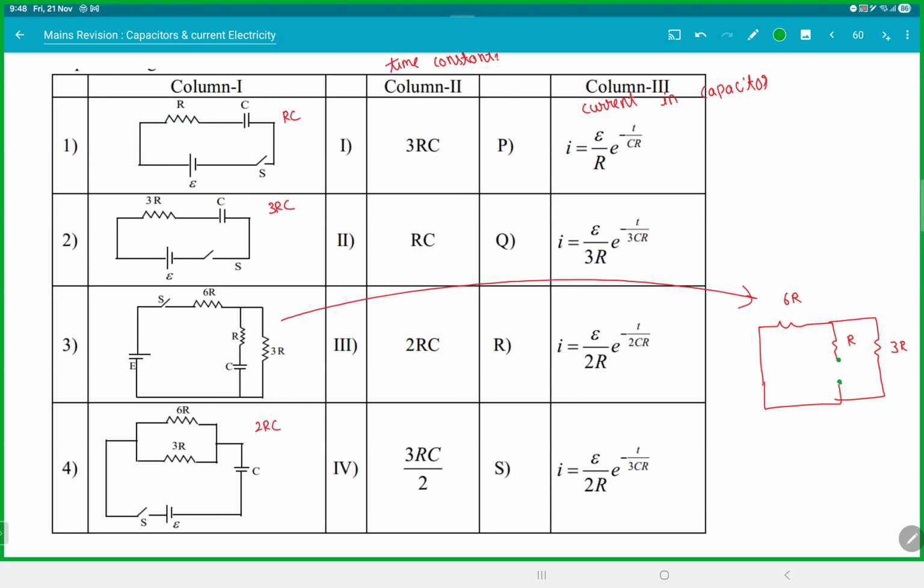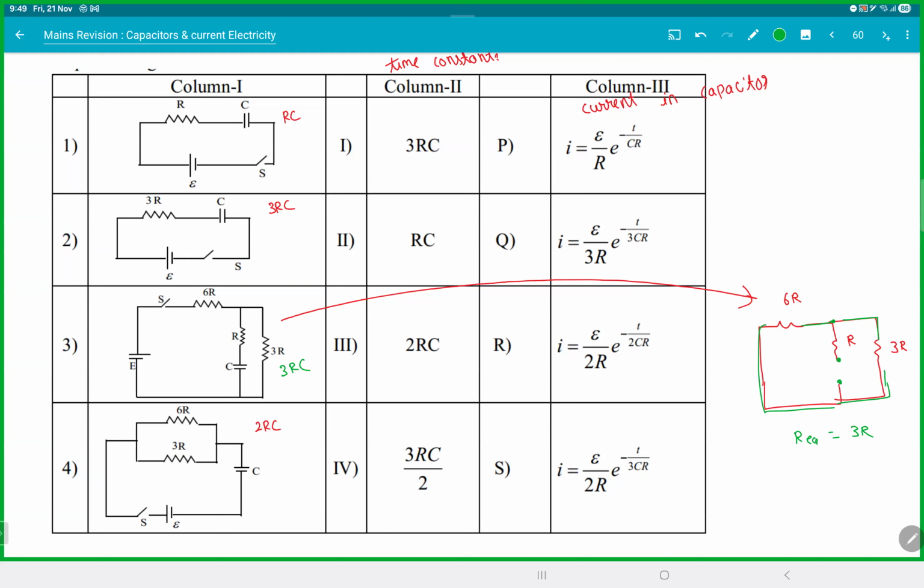6R and 3R are in parallel. I hope you can see that. This thing and this thing are in parallel, same potential difference. That will be 2R, and 2R and R are in series. So this R equivalent will be 3R. Therefore, this time constant is 3RC. I hope I did that right.